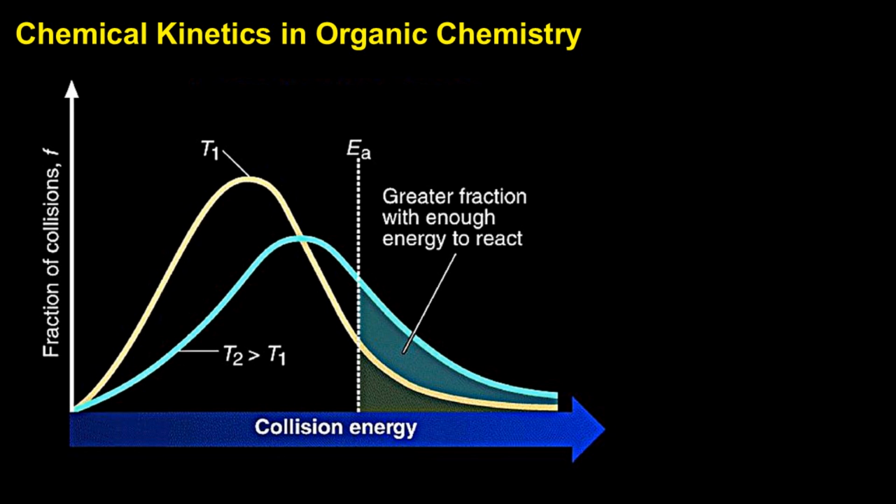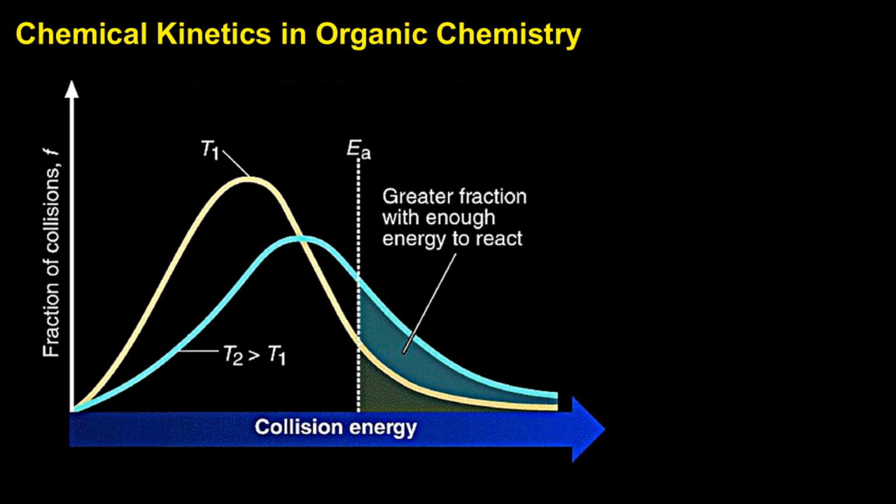Now, take a look at the graph. You'll see two curves, one for T1 and one for T2. T2 represents a higher temperature. At the lower temperature, T1, most molecules don't have enough energy to reach EA, so only a small fraction of the collisions actually lead to a reaction. But at the higher temperature, T2, a lot more molecules exceed that EA threshold. That means more successful collisions and a faster reaction overall.